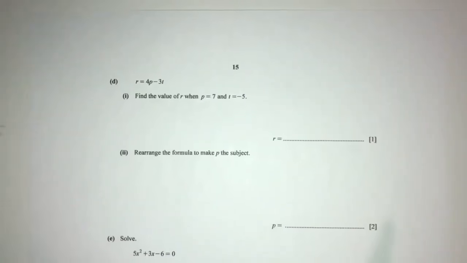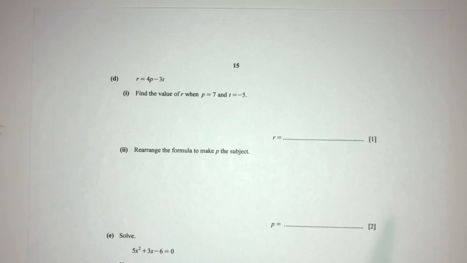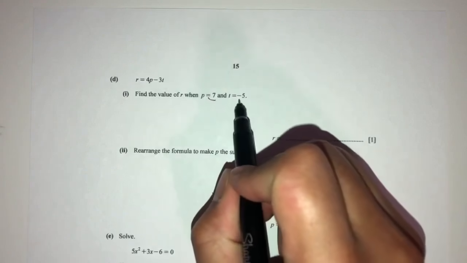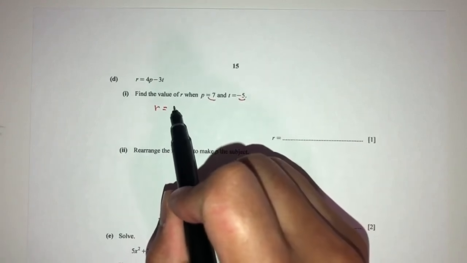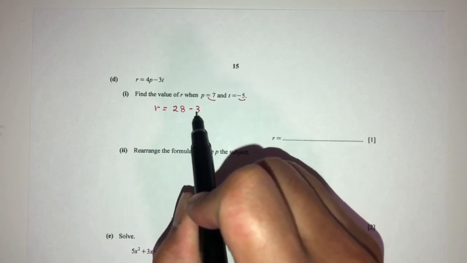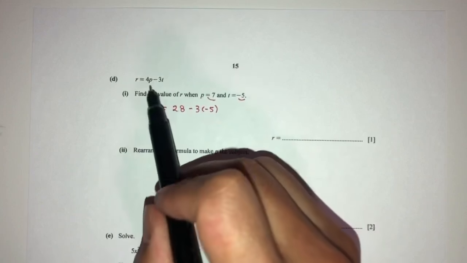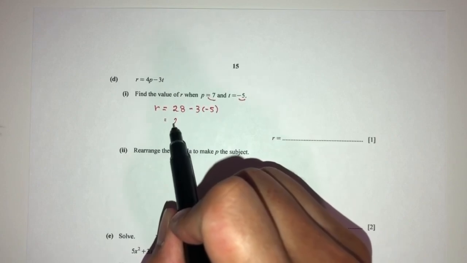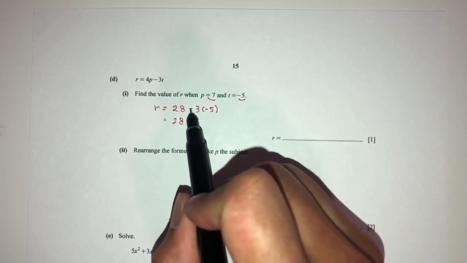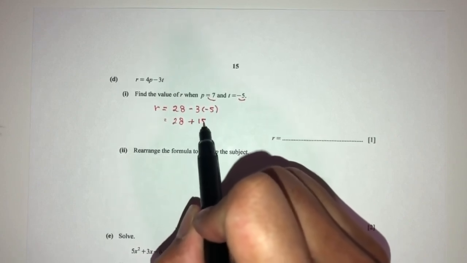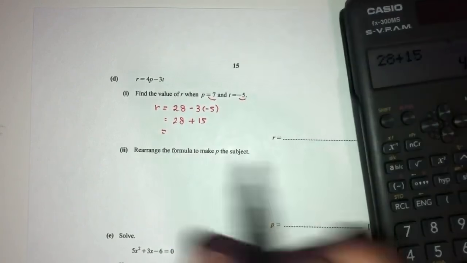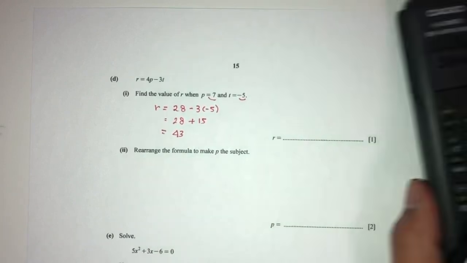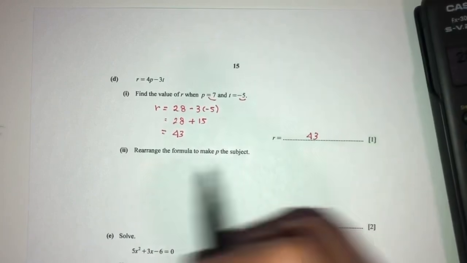Let's move on to part D of your question. So here we have r is equal to this value. Find the value of r when p is this and t is this. So r is equal to 4 times p, which is 7, so 28, minus 3 times t, which is minus 5. So 4 times 7 is 28, right? So 28 now becomes minus 3 times minus 5, which becomes plus 15. So obviously use a calculator. 28 plus 15, that should be 43. So 43 here as your value.